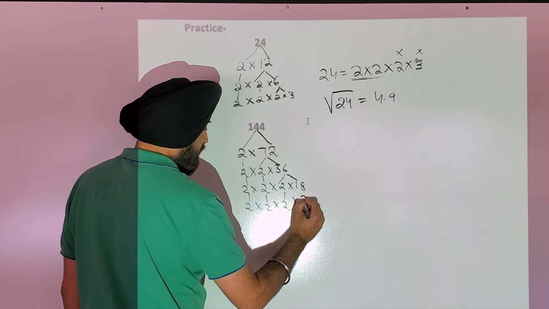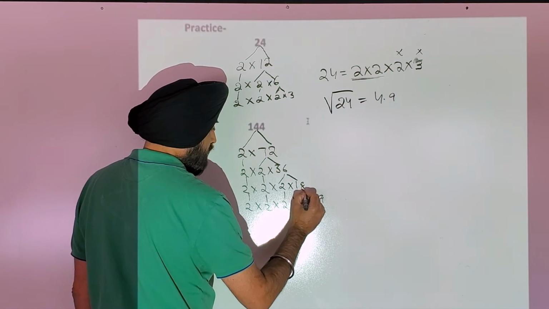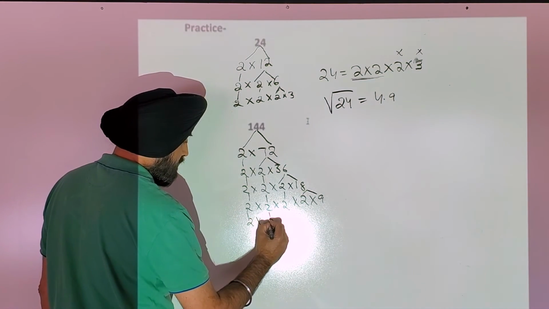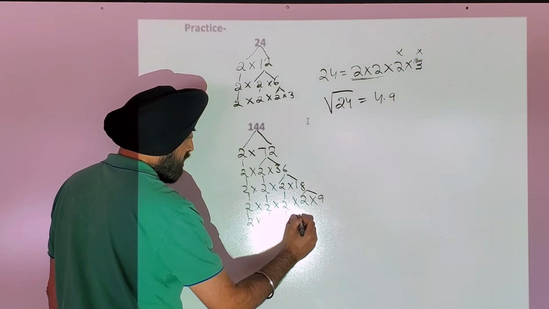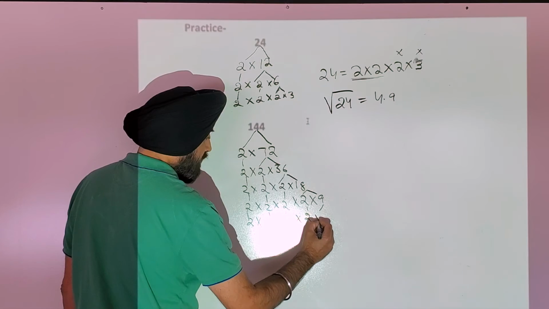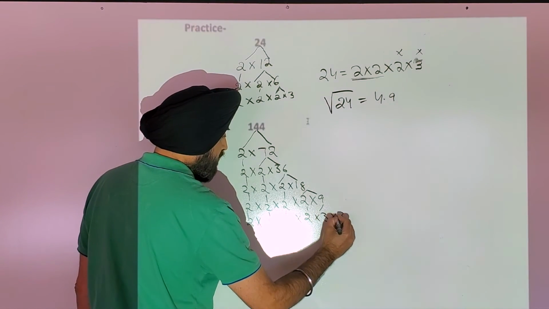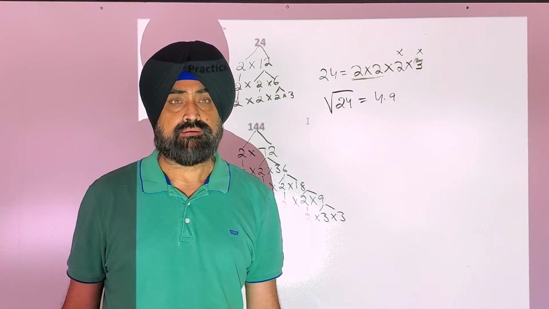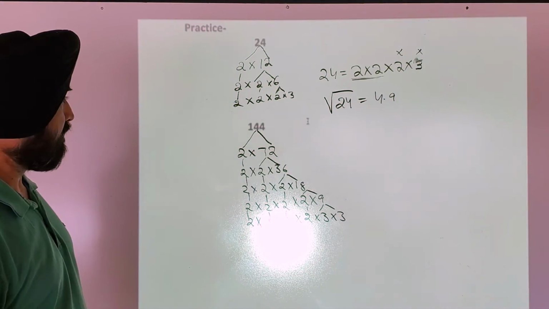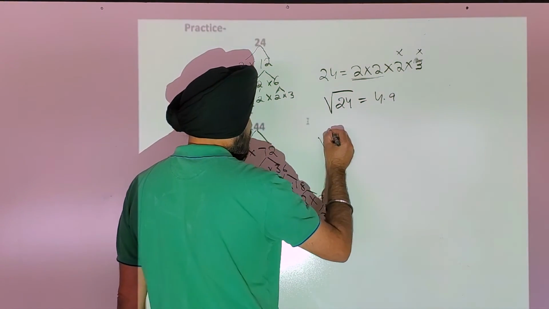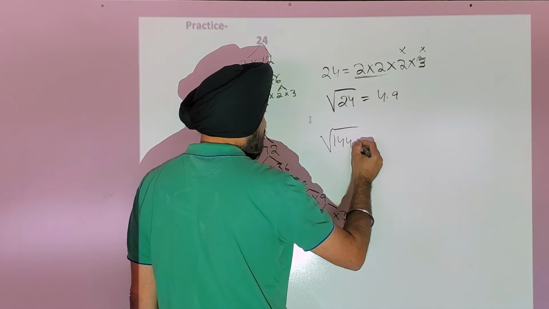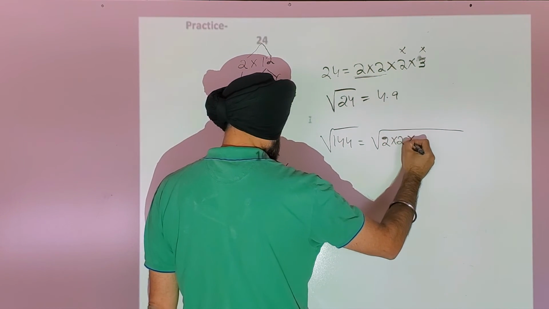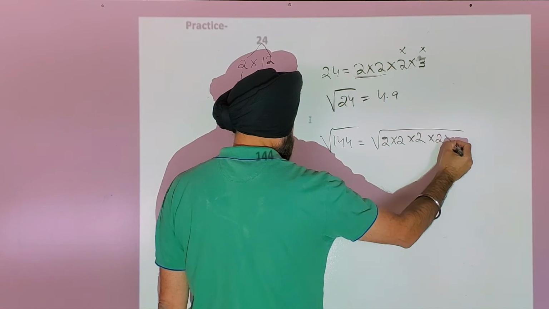Now 18 can be written as 2 times 9. This is a prime number, write as it is. Prime number, prime number, prime number. 9 can be written as 3 times 3. See, in the last line, all numbers are prime factors, right? So we write the prime factorization of 144: 2 times 2 times 2 times 2 times 3 times 3.